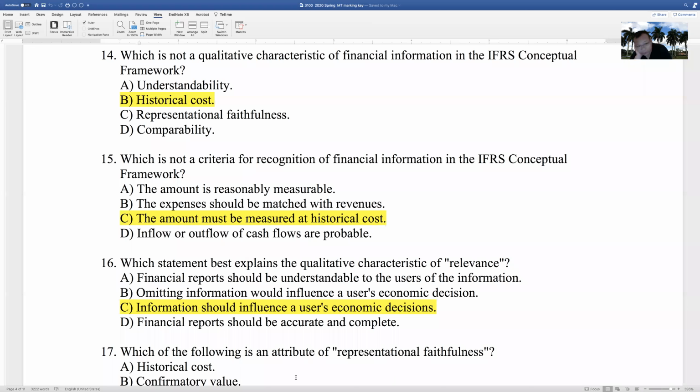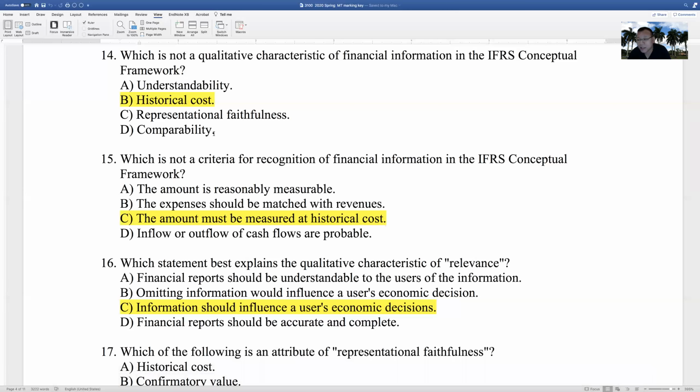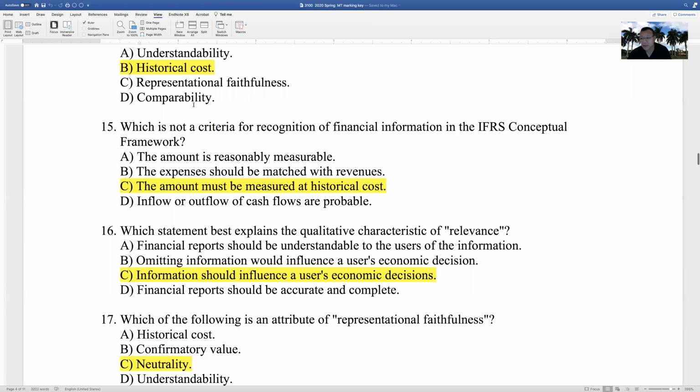Question 14, which is not a qualitative characteristic of financial information in the IFRS conceptual framework? We know understandability is an enhancing qualitative characteristic. Representational faithfulness is fundamental, together with relevance. Both are fundamental qualitative characteristics. Comparability is an enhancing qualitative characteristic. So the answer is B, historical cost. This is just a measurement.